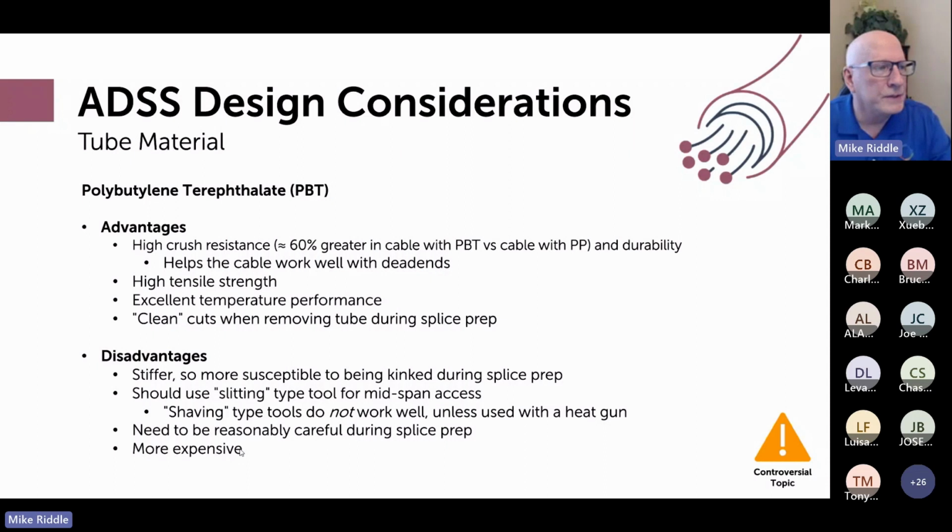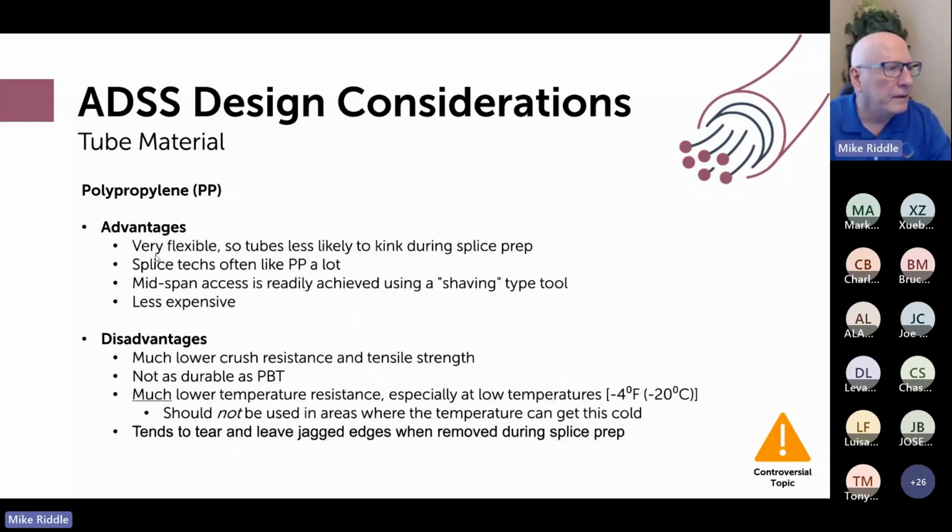Polypropylene is very flexible, and so you're less likely to kink tubes during splice prep. Because of that, splice techs like it a lot. And for mid-span access, as I mentioned, you can do it with that shaving type tool. And it's cheaper, but it has significant disadvantages. Much lower crush resistance, as I said, on the order of half of what you can get from PBT, and the tensile strength is lower too. So it's not doing anything to help the cable work with the dead ends.